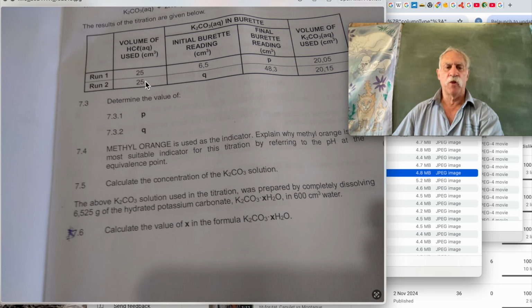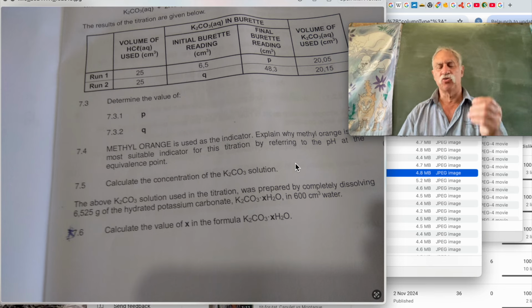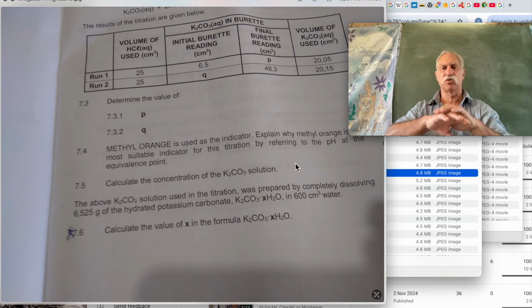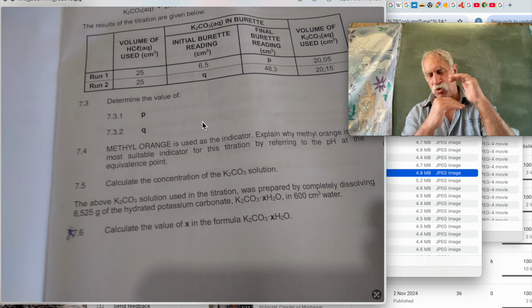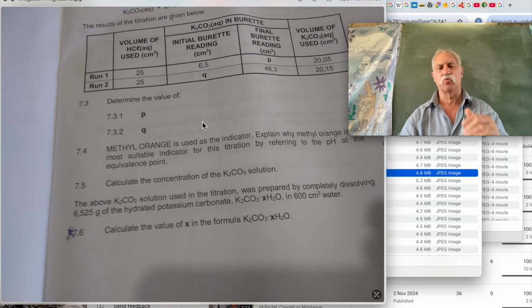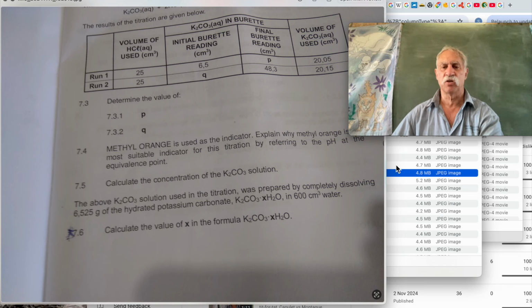So titrating means dripping acid, mixing acid and base, neutralizing it and getting an equivalence point, and then deciding which indicator, like methyl orange. Well, if you've got a strong acid with a weak base, you're going to have an equivalence point in the lower pHs, and that's where your methyl orange obviously reads.